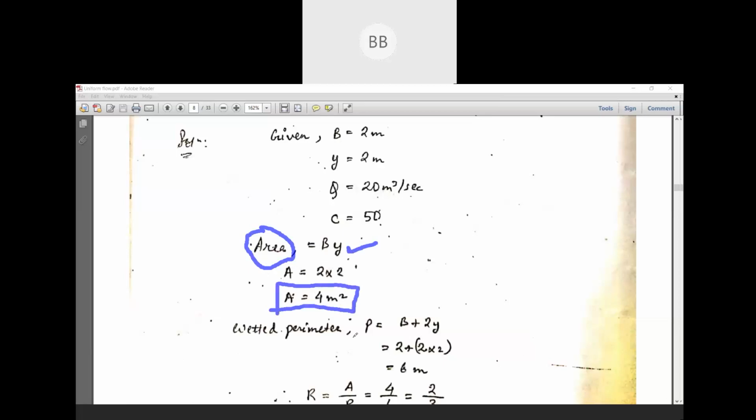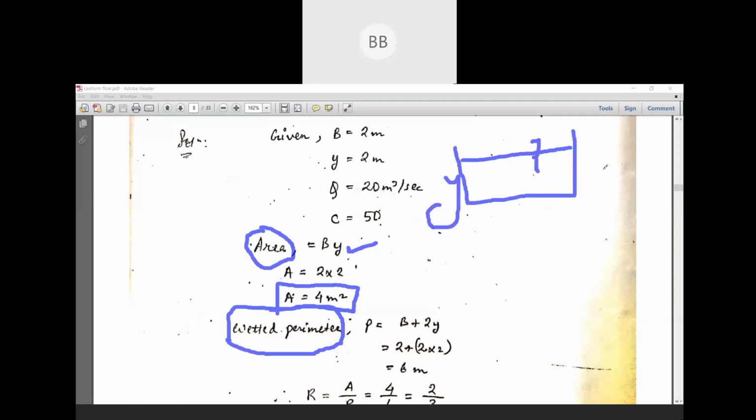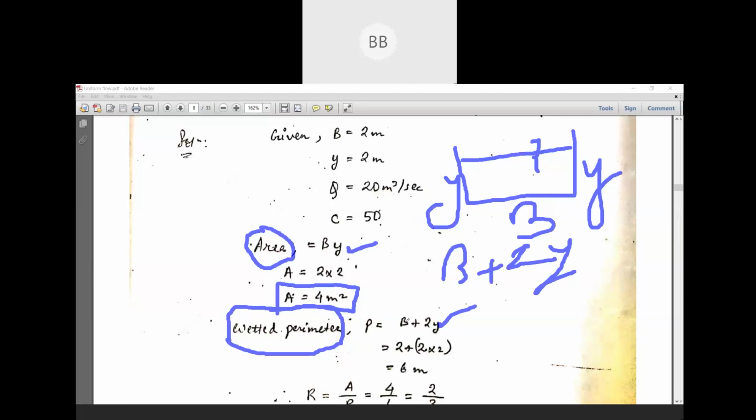Then we are going to find out the wetted perimeter. Wetted perimeter we have already discussed. For a rectangular channel, this is y, this is y, and this is the width of the channel. So it will be b plus twice y. Here the width of the channel is 2 meter and y value is 2 meter. So 2 twos are 4 and 2 is 6. So the wetted perimeter is 6 meter.